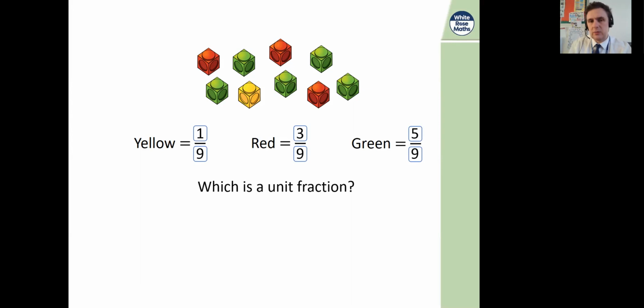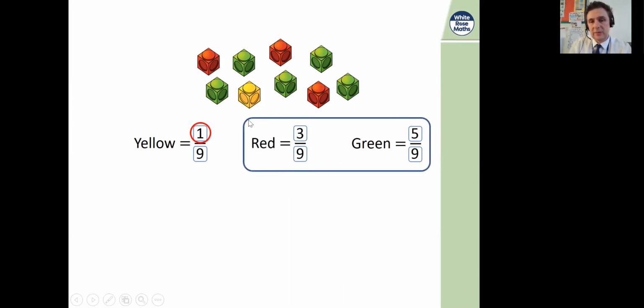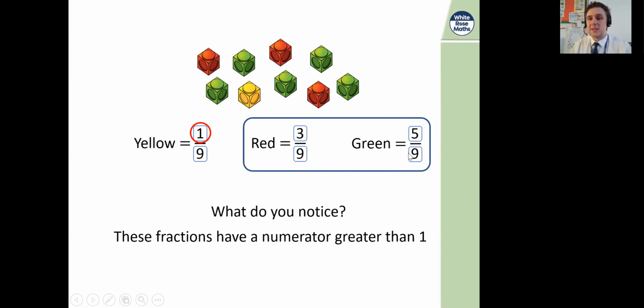Which is a unit fraction, though? The unit fraction, remember, is the fraction which has 1 as a numerator. So the unit fraction here is 1 ninth. The other fractions that don't have 1 as a numerator, their numerator is always greater than 1. They're always bigger or greater than 1. In this case, we've got a 3 and a 5. These are called non-unit fractions. Over here, we've got a unit fraction. These two are examples of non-unit fractions.